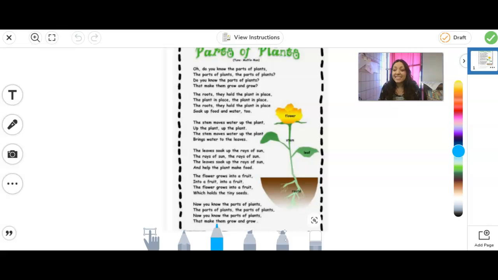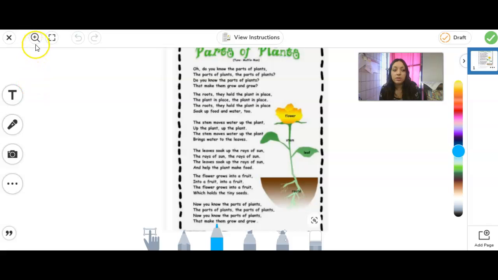Good morning, guys. So we have a new poem this week, and it's called The Parts of the Plants, and it actually goes to the tune of a song called The Muffin Man. It looks like it's a lot of words, but the words are very, very repetitive, so if you can read one sentence, you can read several sentences in it, okay? So we're just going to go ahead and start.